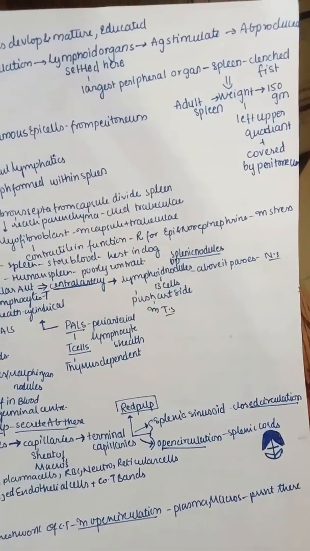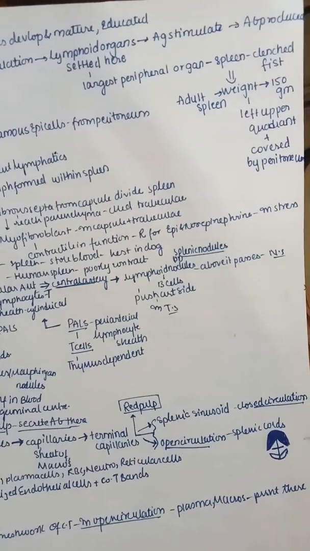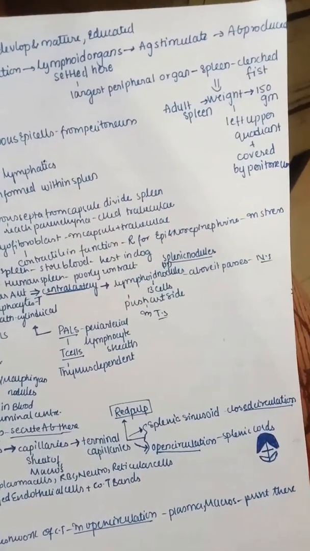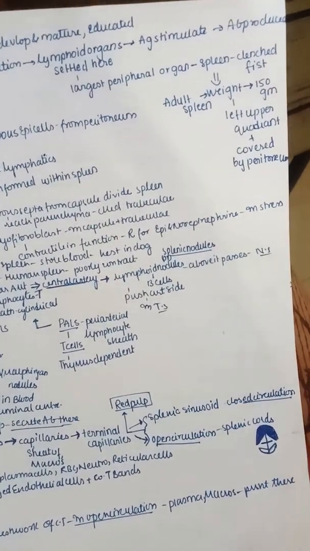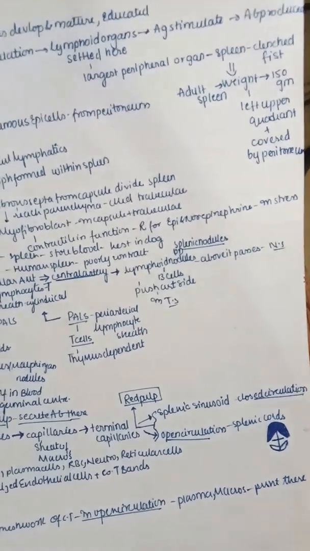The spleen is the size of a clenched fist, and in adults the spleen weighs about 150 grams, and it is present in the left upper quadrant of our abdomen. It is covered by peritoneum.